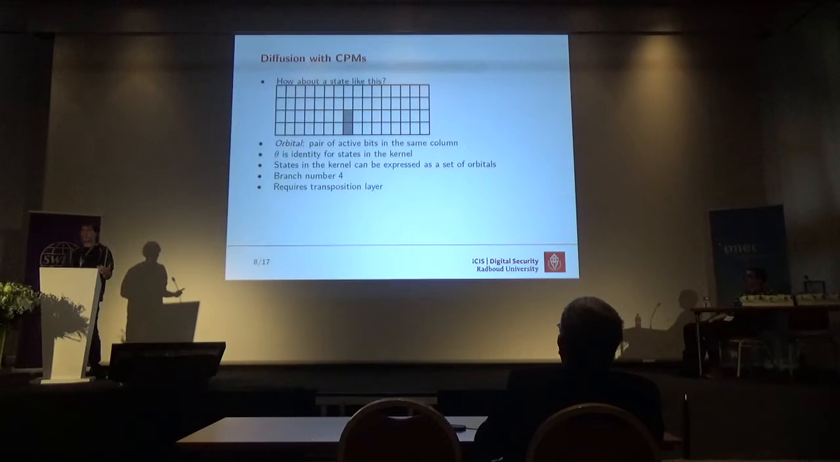It also means that just having a column parity mixer and some nonlinearity is never going to be enough, because we need some transposition layer that moves bits apart. Because if an attacker can start out with a difference like this, we want to sort of guarantee that in the next round he should not be in the kernel again. He should quickly move out of this kernel.